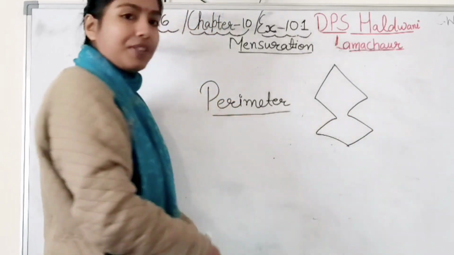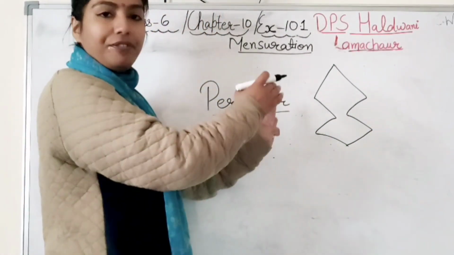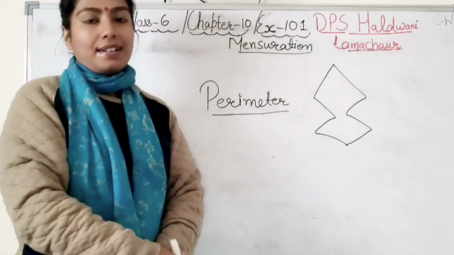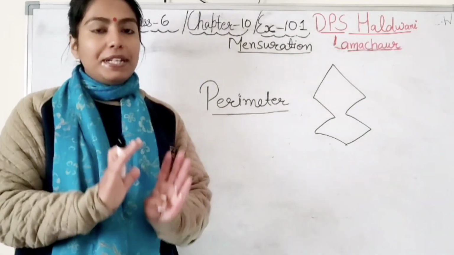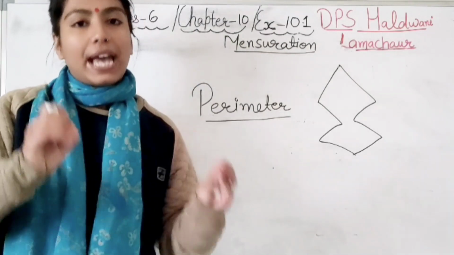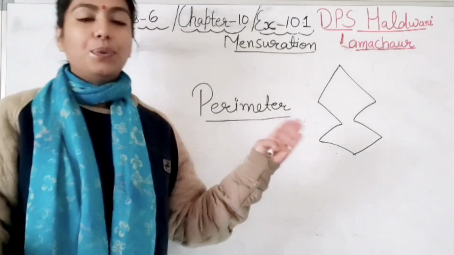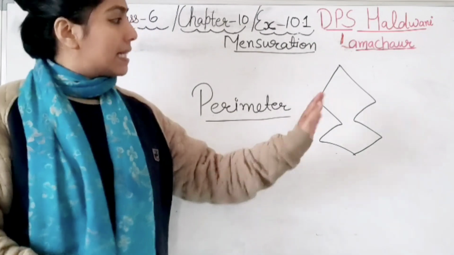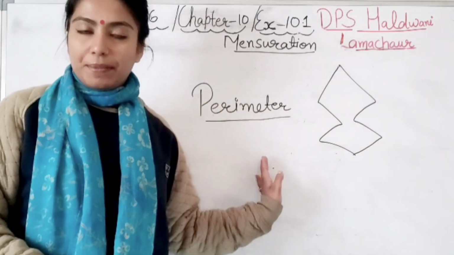Suppose this is a figure, right? Perimeter of this figure is sum of all the sides. Everyone knows perimeter means sum of all the sides. Number of sides is given. You just have to add all the sides. That's it. That will be the perimeter, because surrounding length is called the perimeter only.